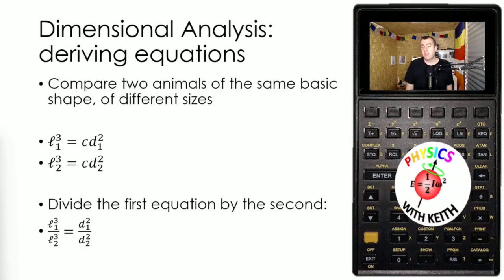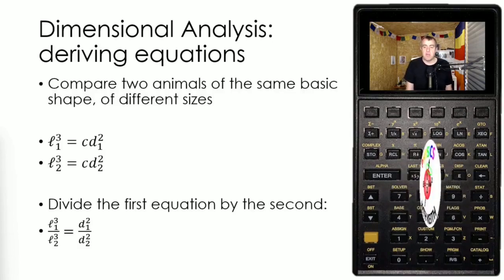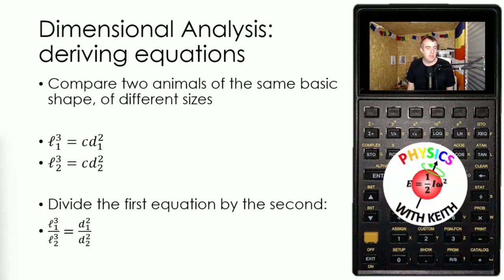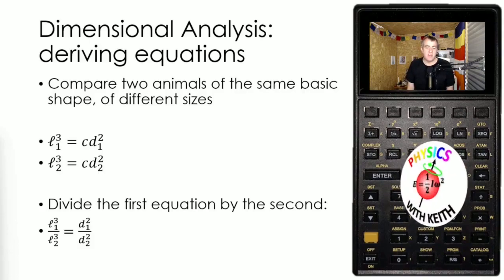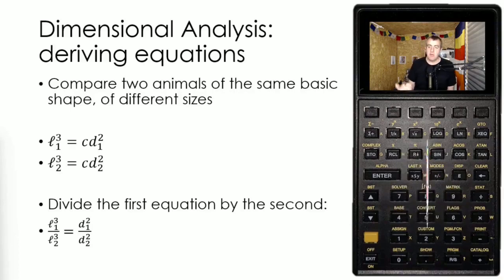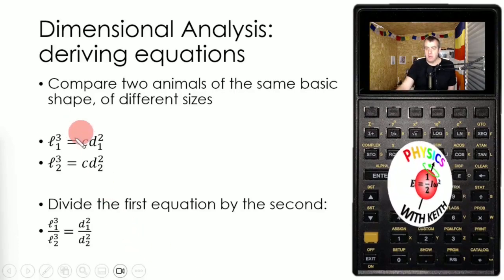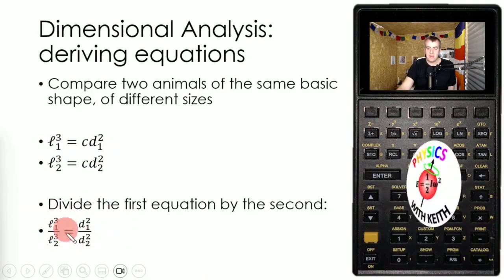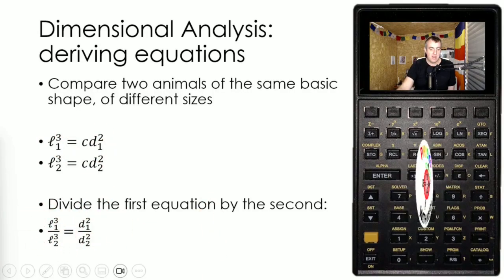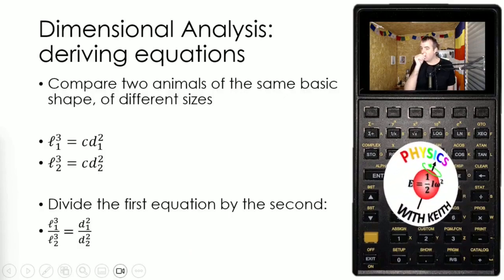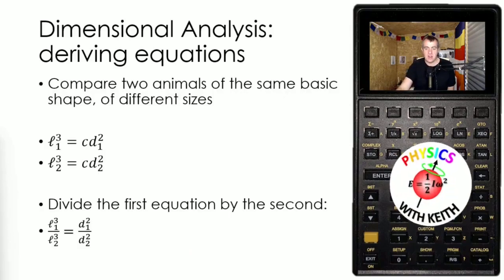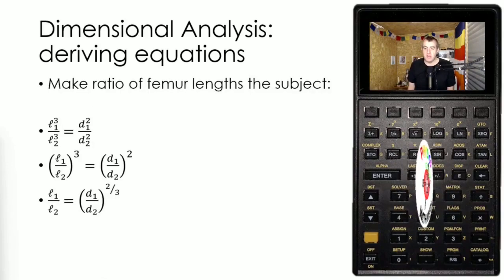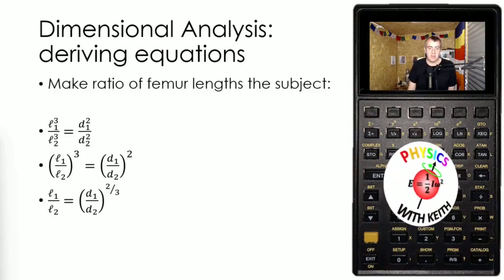And we can do some comparisons. We could say we've got two animals with the same basic shape and the same strengths of their bones, and the same basic shape means that C is the same. Then we've got animal 1 here and animal 2 here. And if we divide one equation into the other, you get this. And the constants cancel out. That's convenient. And that's dimensionally consistent because either side of the equal sign has no dimensions. And you can take the powers outside. And you can do things like this.